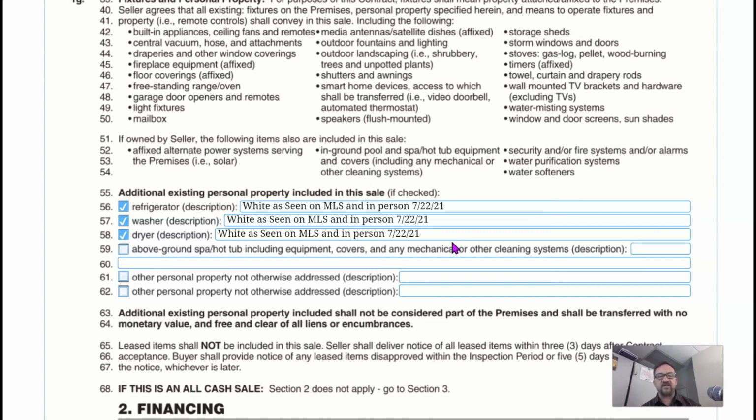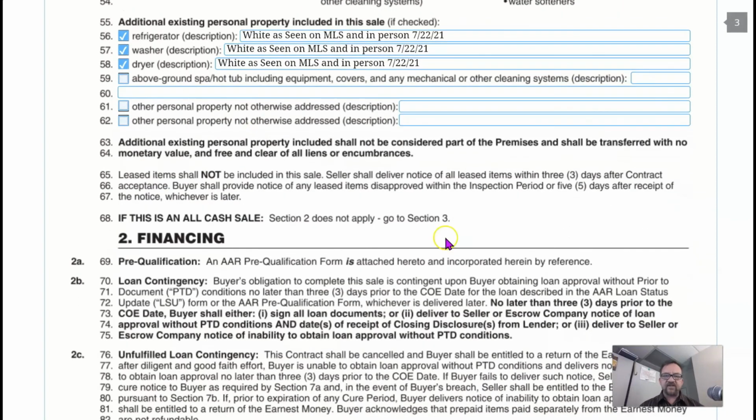So now they encourage us to go with a quick visual description, white, stainless steel, and use the term "as seen on MLS" if you can see it in the pictures, and "in person 7/22/21," or whatever the date you actually were physically in there and saw it. This gives you a lot more leeway saying, no, that one, not the garage one. All right. And if there's anything else along the lines, you have boxes and you fill this in.